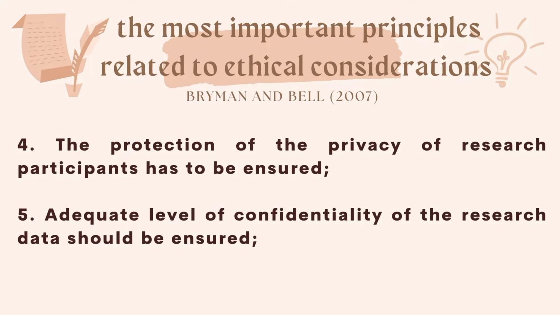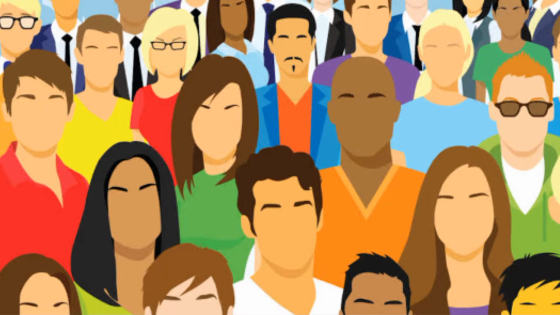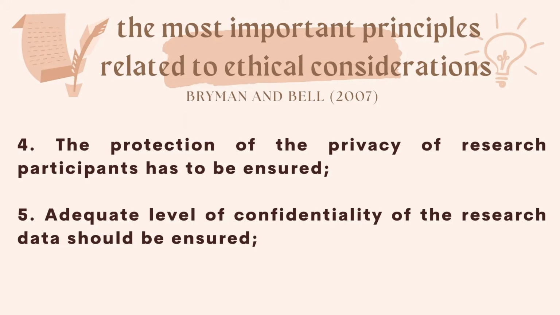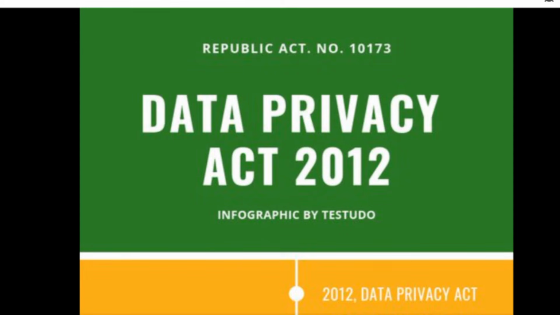So, number 4, the protection of the privacy of research participants has to be ensured. Number 5, adequate level of confidentiality of the research data should be ensured. Of course, we know that our participants play a big part in the conduct of our study. So, their safety as well as their dignity is a priority. And because we observe and we apply the Data Privacy Act in our country, so we ensure the privacy and confidentiality of our participants and the data that they provide.